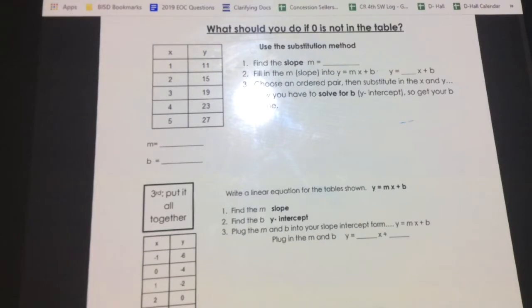In the calculator, do the x values go in the first column, or do the y values go in the first column? The x value goes in the first column. X values go in the first column.